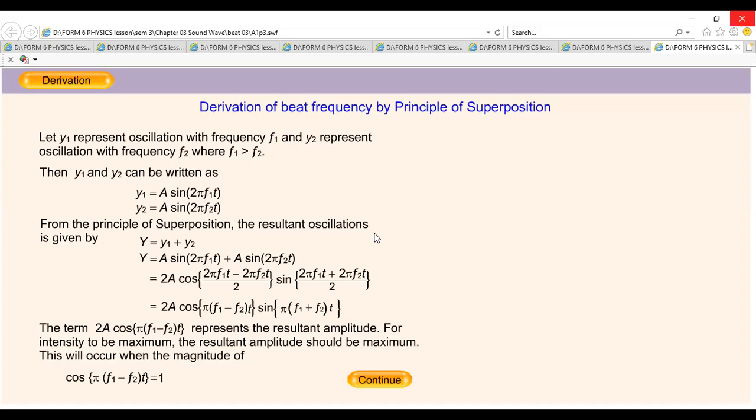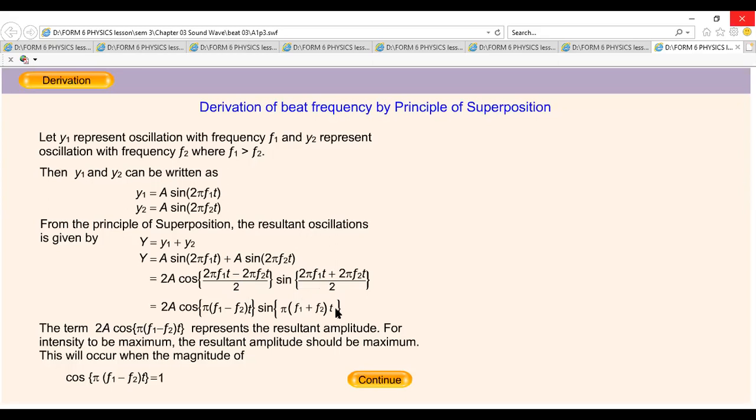From the principle of superposition, the resultant oscillation is given by y equals y1 plus y2, where y equals A sin 2 pi f1 t plus A sin 2 pi f2 t, which equals 2A cos of (2 pi f1 t minus 2 pi f2 t) divided by 2, times sin of (2 pi f1 t plus 2 pi f2 t) divided by 2. As a result, it becomes 2A cos pi (f1 minus f2) t sin pi (f1 plus f2) t.